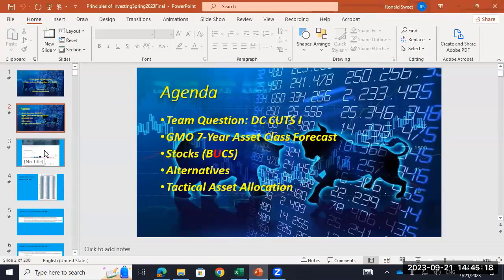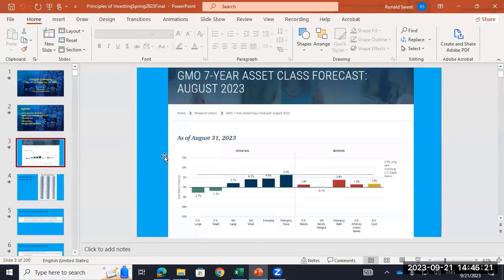I'm going to leave it out of screen show just so you can see the bottom here. We're going to talk later, maybe not today. We'll see how far we get. Probably not today, but next week, definitely, we're going to start getting into that tactical allocation question. So I want to show you what GMO does. They have what they call a 7-year forecast. They've written papers in the past about how accurate this forecast is. I haven't seen that in years, so I don't know how accurate it is.